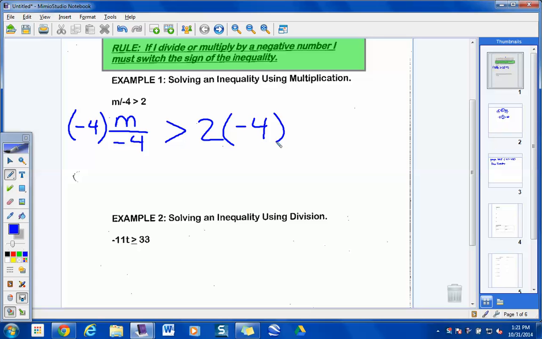Now, what process or what steps did I take to do that right here? Multiply both sides by -4. Okay, the rule up here says if I multiply or divide by a negative, I must switch the sign of the inequality. So let's kind of process our way through this. The -4s are going to cancel, aren't they?